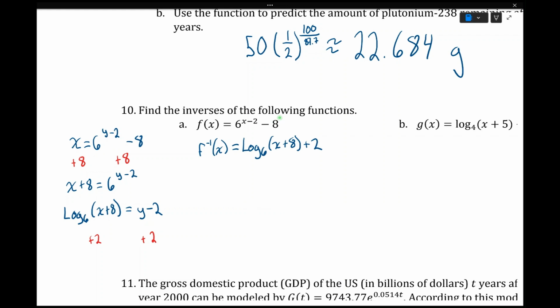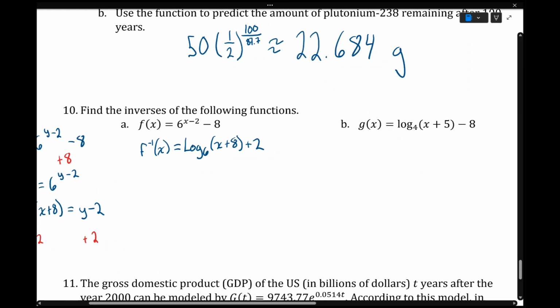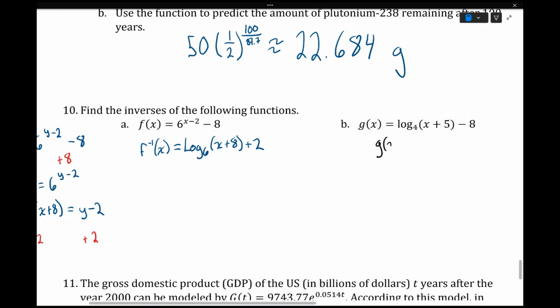That minus 8 on the outside turned into a plus 8 on the inside. This minus 2 here turned into a plus 2 on the outside. So let's see if we can take advantage of that pattern for g of x. Well, we know it's log base 4, so its inverse has to be 4 to a power. That one has a minus 8 on the outside as well, so I should probably have an x plus 8 up here. And it has a plus 5 on the inside in the original, so I should have a minus 5. So you see how we're taking advantage of the pattern that they're inverses. What's on the outside goes on the inside and vice versa.